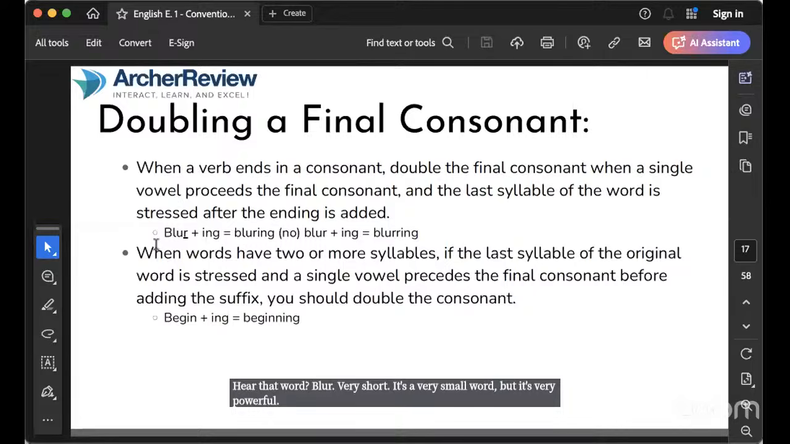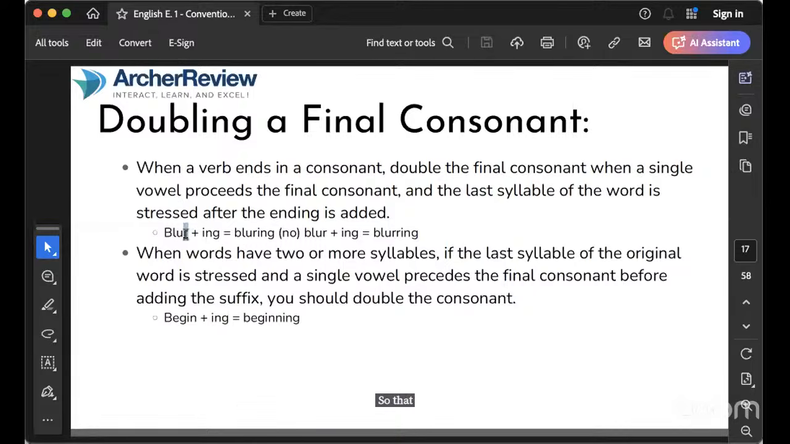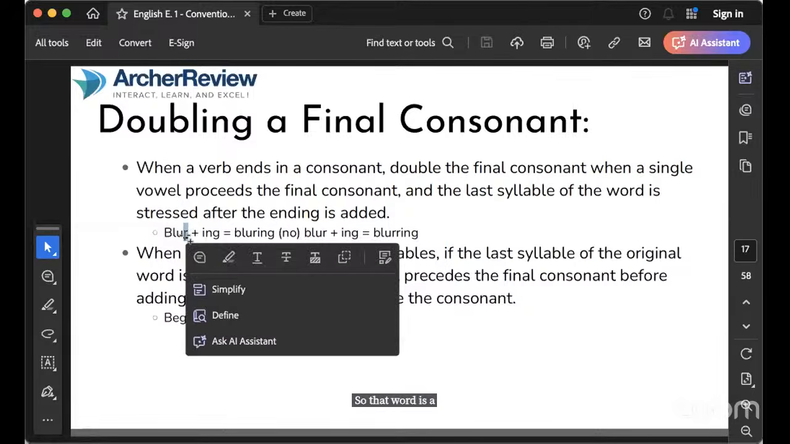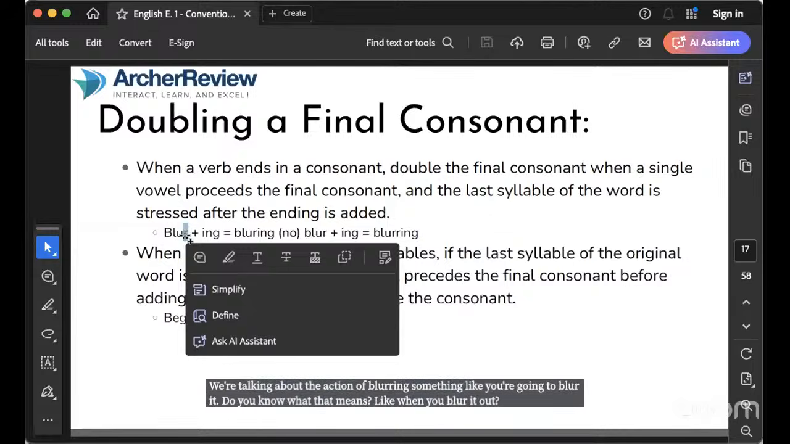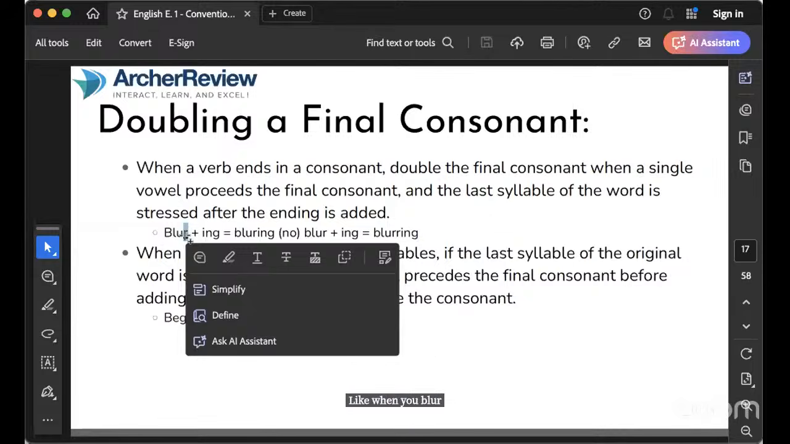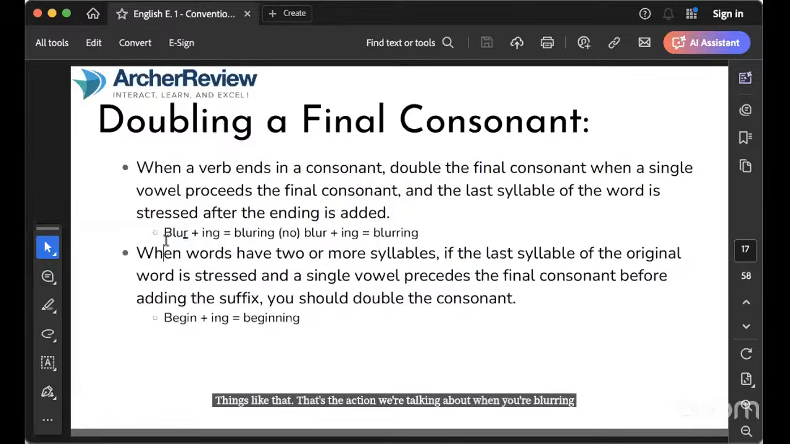So, that word is a verb. If you blur something, we're talking about the action of blurring something. Do you know what that means? Like when you blur your social security number out of something, or they blur people's names out on TV, or things that shouldn't be shown on TV. That's the action we're talking about when you're blurring it out. So this is an action verb.